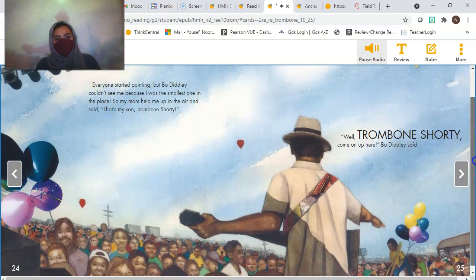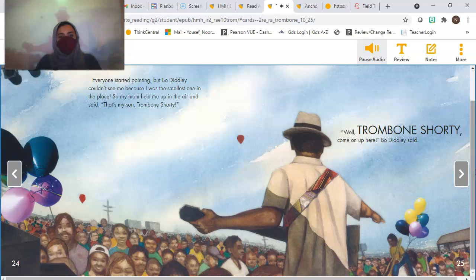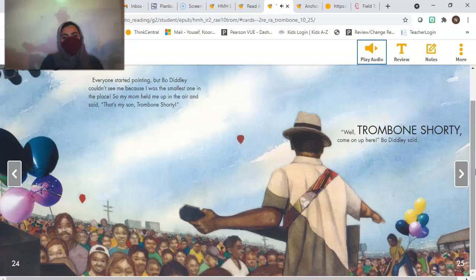Everyone started pointing, but Bo Diddley couldn't see me because I was the smallest one in the place. So my mom held me up in the air and said, "That's my son, Trombone Shorty." "Well, Trombone Shorty, come on up here," Bo Diddley said.